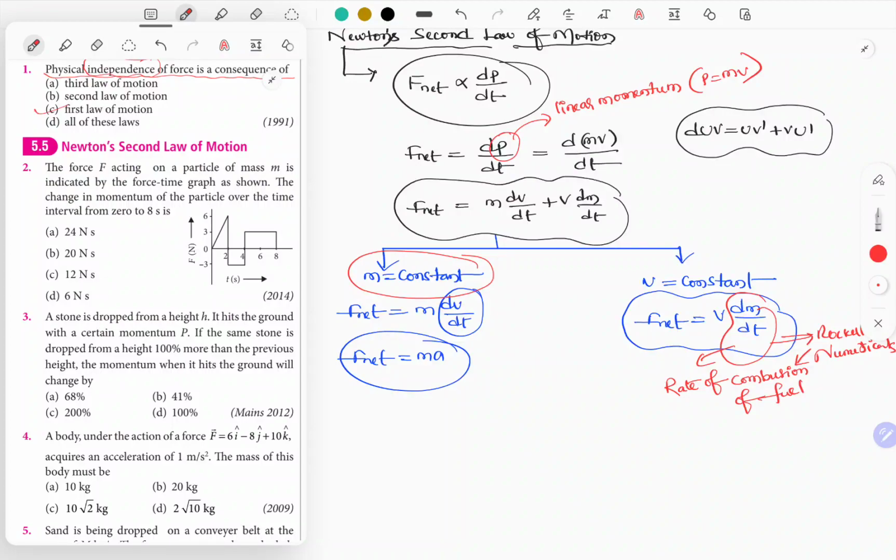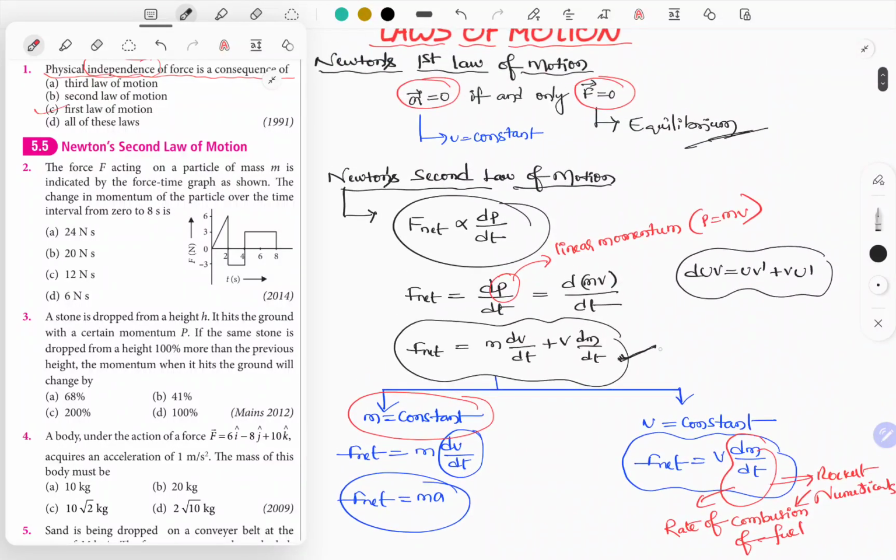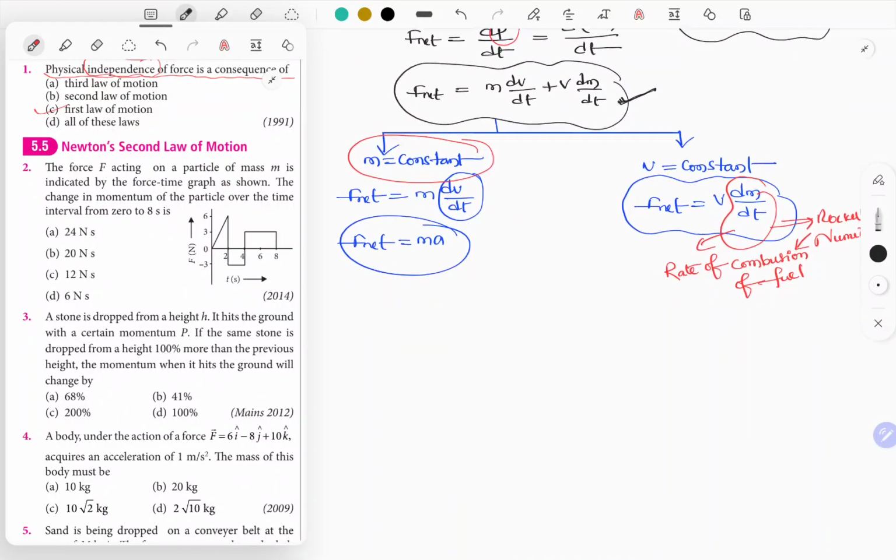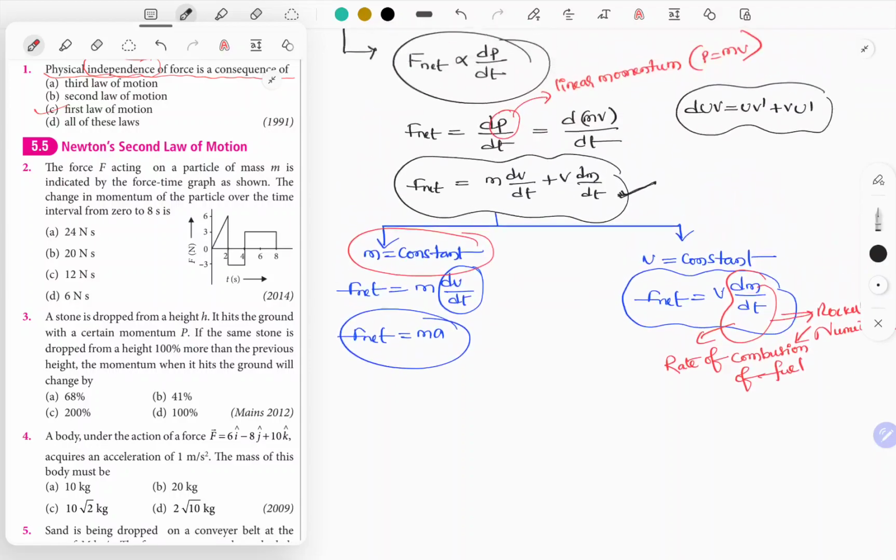Okay, let me start solving these equations based on Newton's second law. This is the exact answer. Whenever you are asked about Newton's second law, this is the formula you have to answer. What is Newton's second law? F net is equal to m dv by dt plus v dm by dt, or F net is equal to dp by dt, the rate of change of momentum.